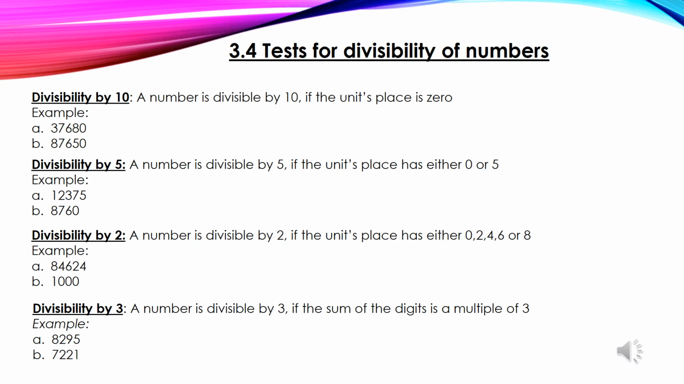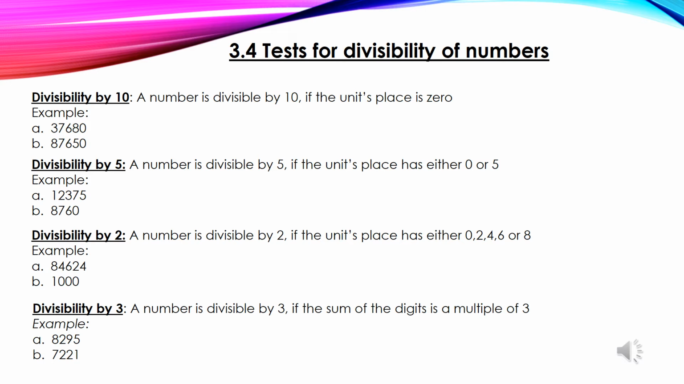In the second example, we took 8760. In this case also we have 0 in the units place. The complete number is also divisible by 5. Okay children, understood? And then divisibility by 2. A number is divisible by 2 if the units place has either 0, 2, 4, 6 or 8. Means any one of these numbers should be there in the units place.